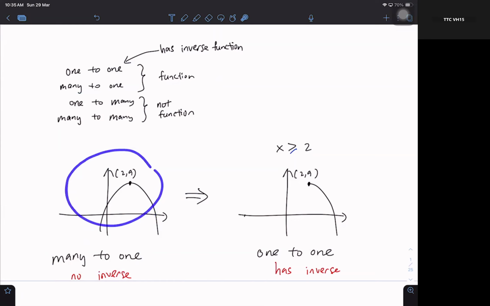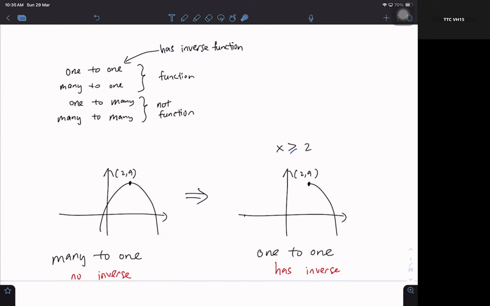Does this have an inverse? Oh no, it does not have an inverse. It does not have an inverse because many to one does not have an inverse. Only one to one has an inverse. Understand? So these are theory. You need to remember, okay?